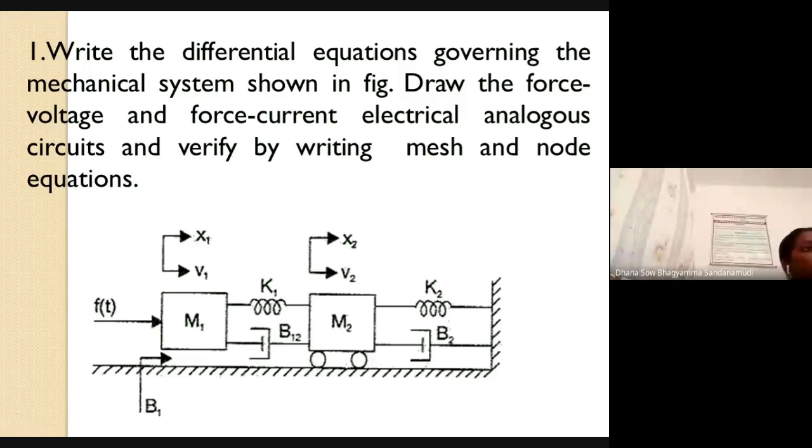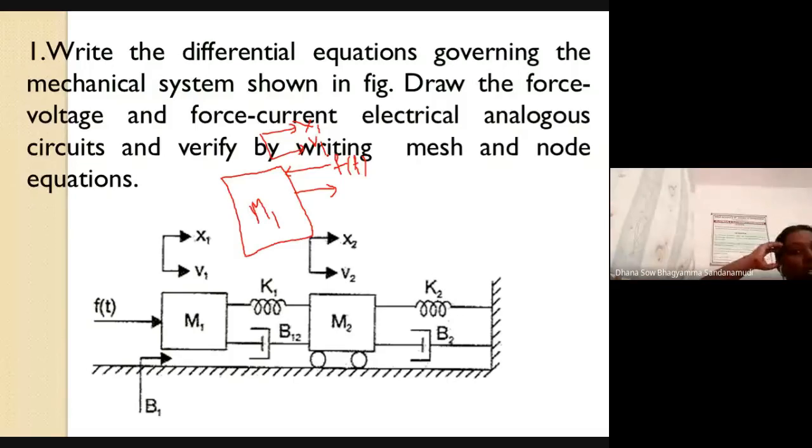Initially, what we must do is draw the free body diagram of mass 1. There is an applied force, and I can write it in any direction. The applied force is F of t. In the free body diagram of mass 1, what are the opposing forces? The displacement is x1 and the velocity is v1.